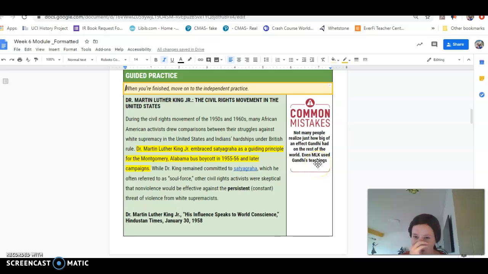Not many people realize how big of an effect Gandhi had on the rest of the world, and even MLK used his teachings, so it's pretty powerful.